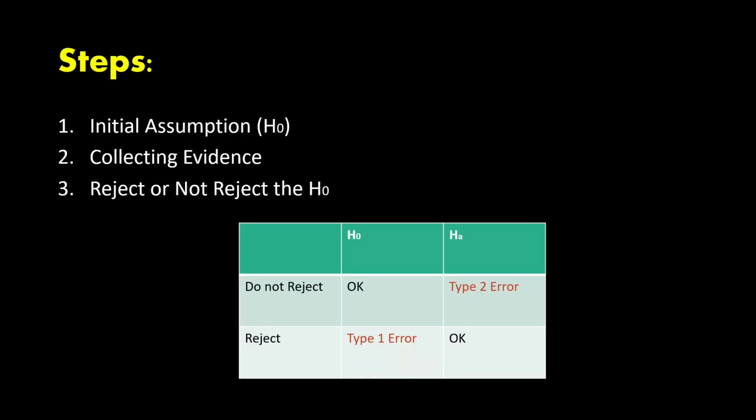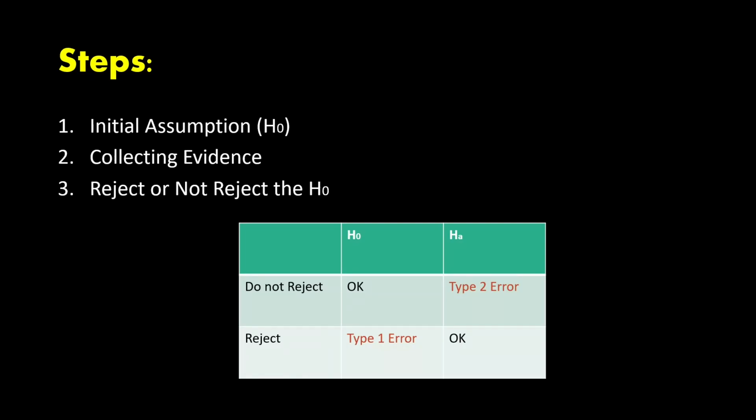So the steps here: one, the initial assumption, that is the null hypothesis, which is already existing in the law. Second, we collect the evidence. Either we have to prove that the null hypothesis is right, or we should say the null hypothesis should be rejected and the alternate hypothesis should be accepted. That is the third step.